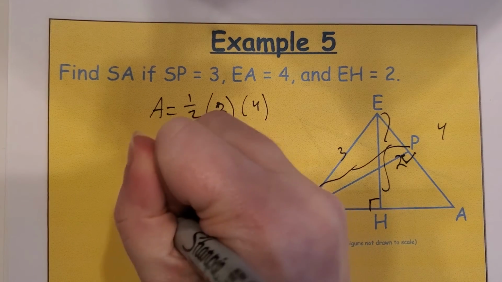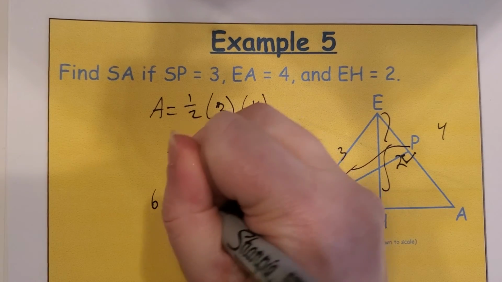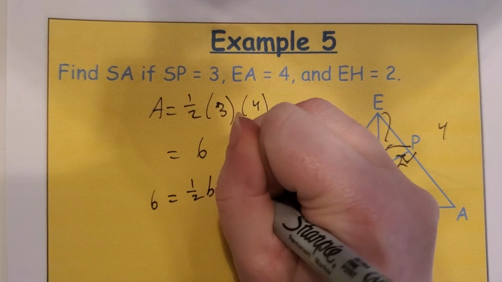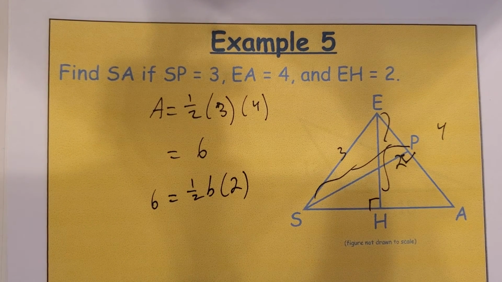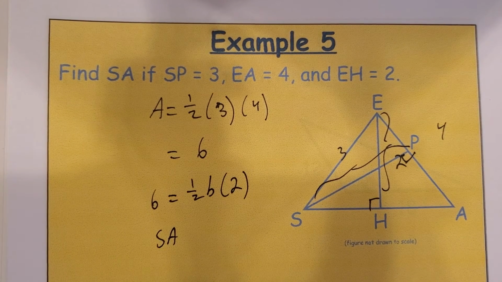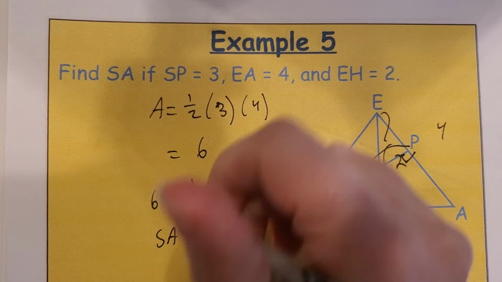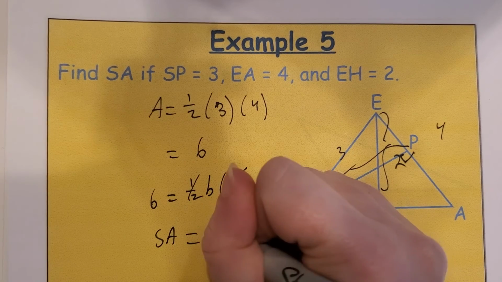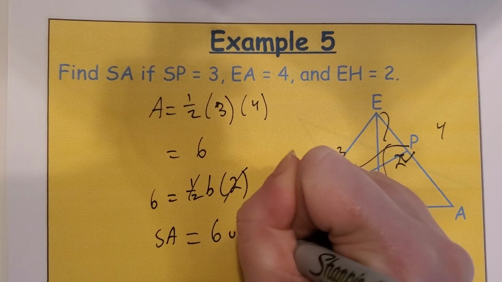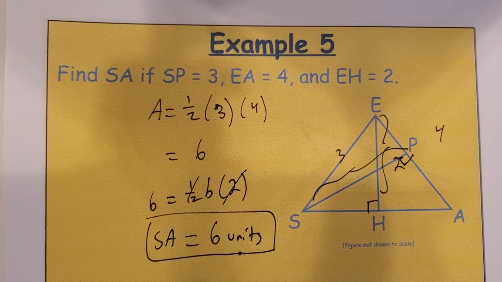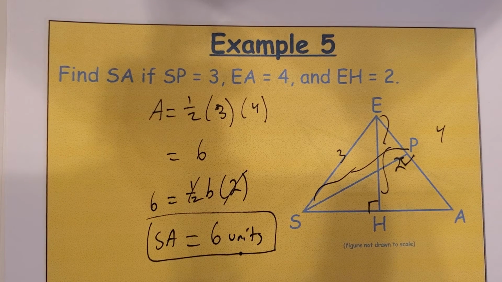The area is still going to be 6, and that's still going to be equal to 1/2 times the base, which is SA, times our height, which is now 2. And then you can solve that for SA. It's super easy in this case because the 1/2 and the 2 are just going to cancel each other out. And you're left with SA has a length of 6 units. There you go.